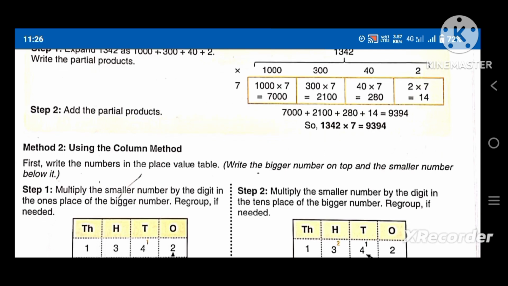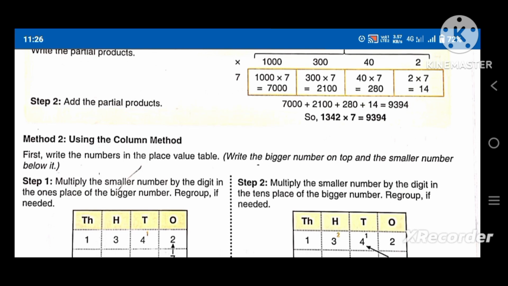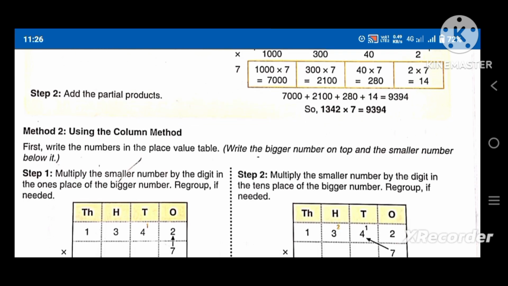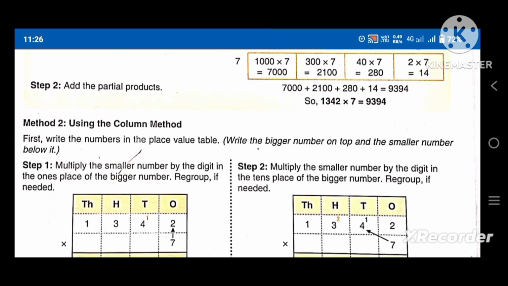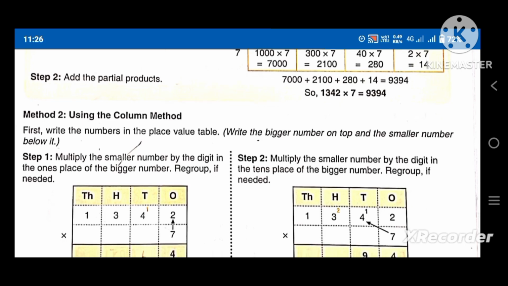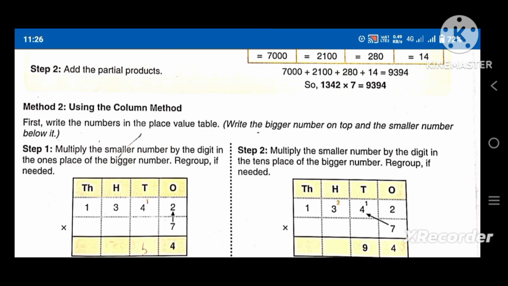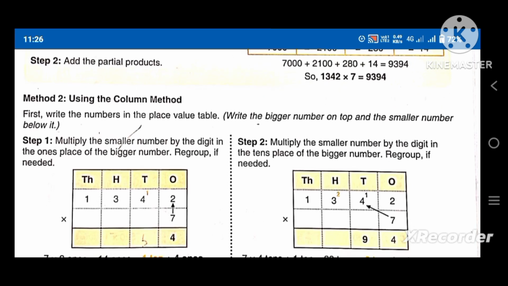Method 2, using the column method. First, write the numbers in the place value table. Write the bigger number on top and the smaller number below it. Step 1, multiply the smaller number by the digit in the ones place of the bigger number. Regroup if needed. Step 2, multiply the smaller number by the digit in the tens place of the bigger number. Regroup if needed.